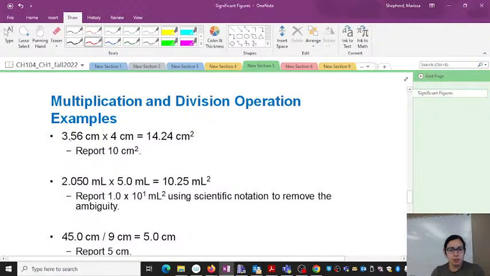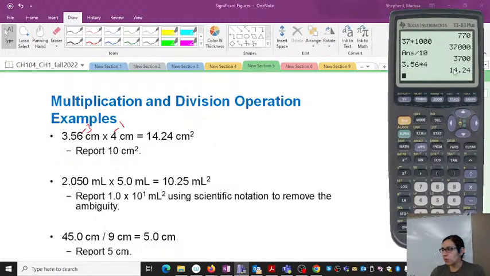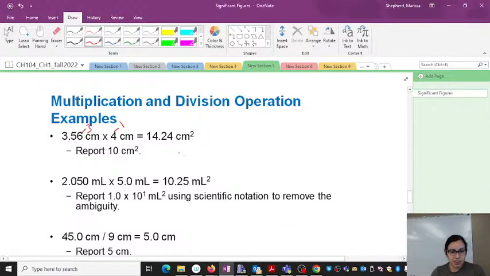How many sig figs do we have in 3.56? And then how many do we have in the 4? So 1. This is what limits us. We can only report to 1 sig fig now. That means we have to take this 14 and round it down to 10. You can see we really lost some numbers there. Again, that's why in lab you want to make sure you're reporting all the digits that you possibly can.